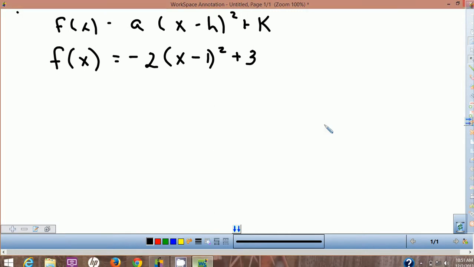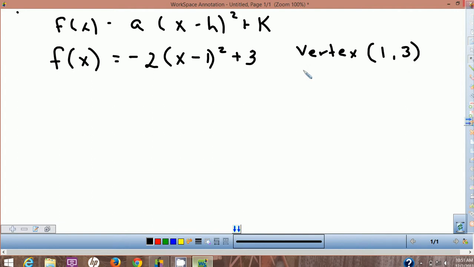So let's talk about what we know just by looking at this. First of all, since this is vertex form, we know that it has a vertex at the point (h, k). In this case, that point is (1, 3). This is x minus h, so our h value is 1, plus k, so our k value is 3. So we have a vertex at (1, 3).